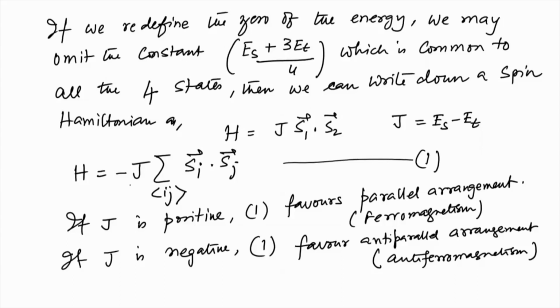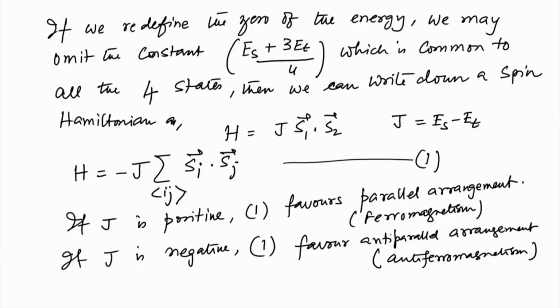So, if J is positive, then the energy is lowered if S_i and S_j, the spin vectors, point in the same direction, which is what we talk about in ferromagnetism. Whereas, if J is negative, then the energy would be lowered if S_i and S_j are antiparallelly aligned, which are the features of antiferromagnetism.